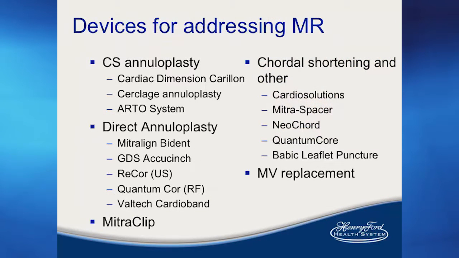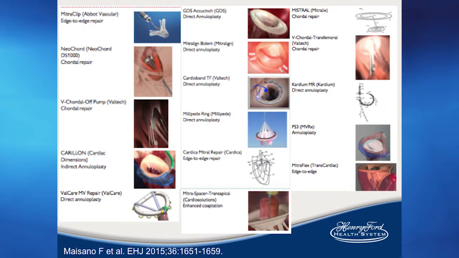So these are the devices that have been in development for treating the mitral valve. You have annuloplasty from the coronary sinus. You have direct annuloplasty, which is tissue around the valve annulus. People are implanting things and trying to close the gap and bring it in. There's the MitraClip, which has been around for quite some time. Chordal shortening, mitral valve replacement, which is a new entity. I'm not going to go through all these, but this is just an idea of the breadth of technology out there being developed for the mitral valve.